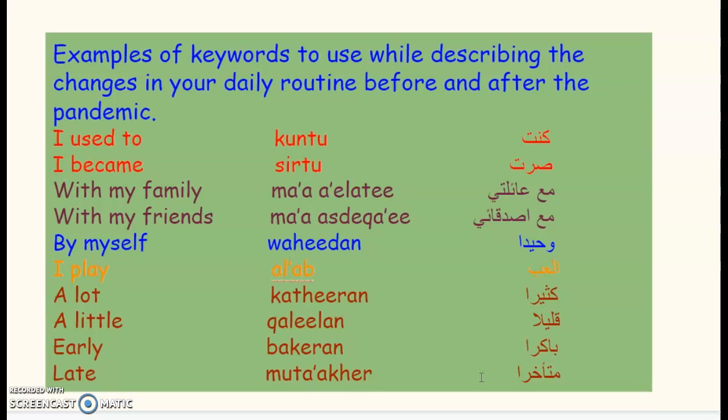So boys and girls, here is a list of some keywords that you might like to use while writing your sentences, especially to describe your daily routine before and during COVID-19.